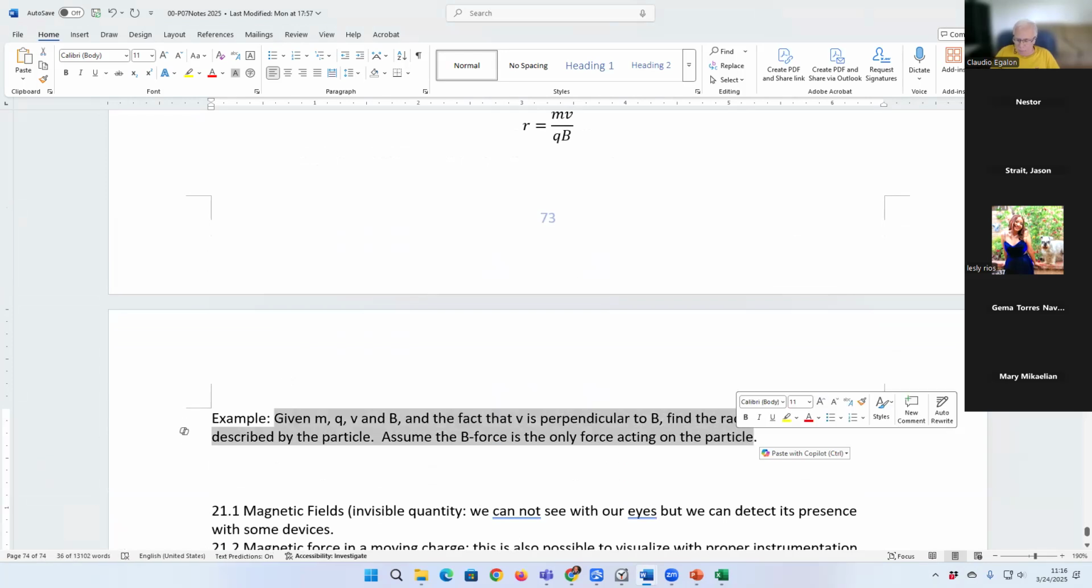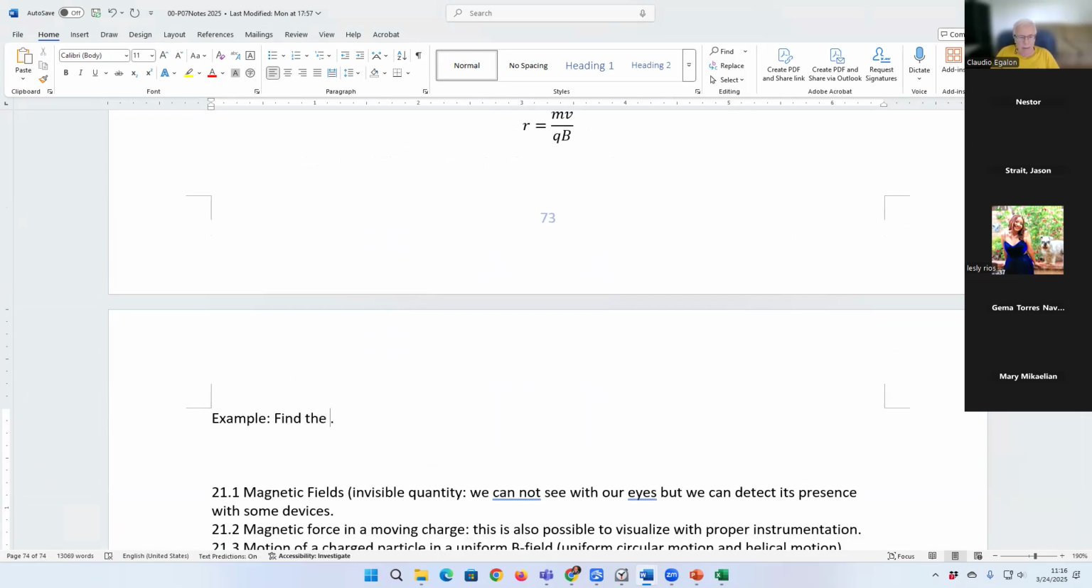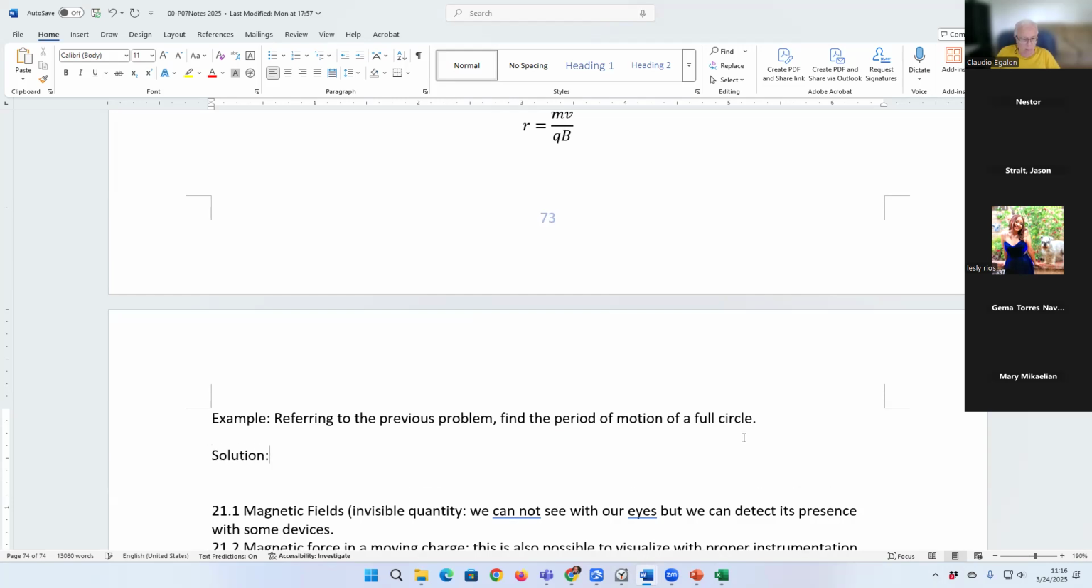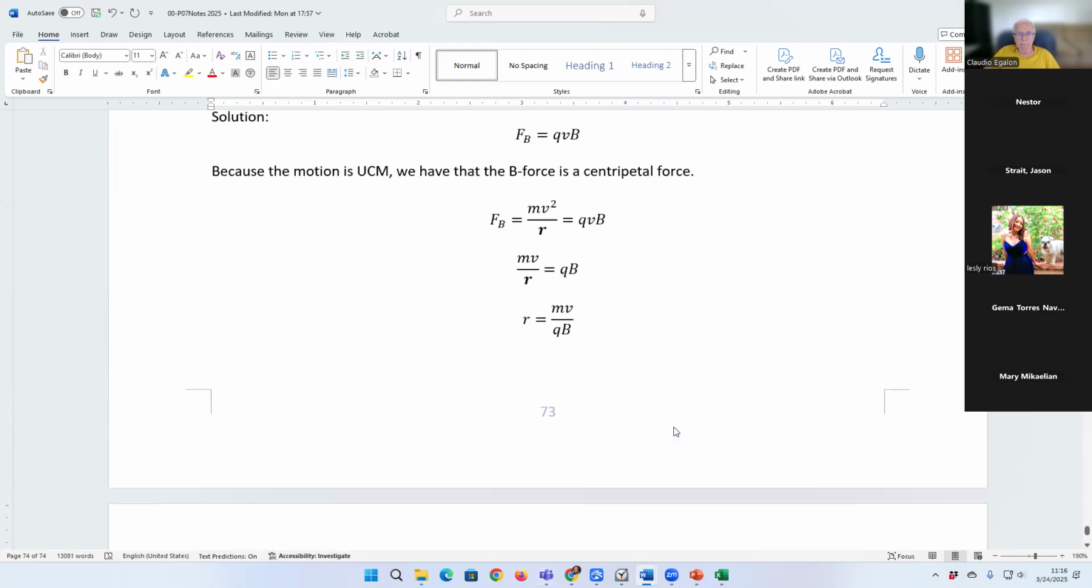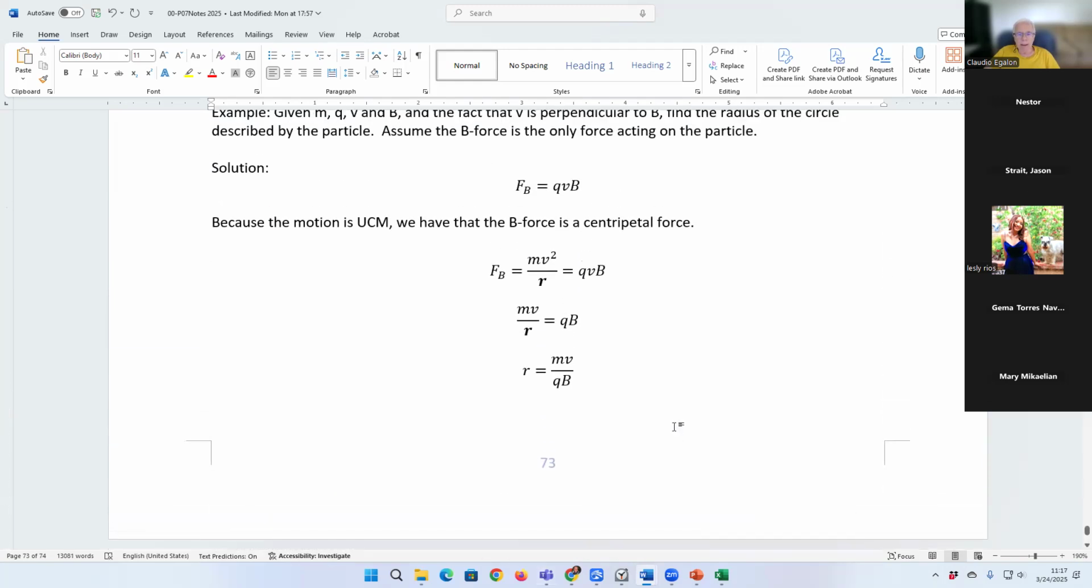Referring to the previous problem, find the period of motion of a full circle. Okay? How long it takes for the particle to complete a full circle. Solution? Okay.